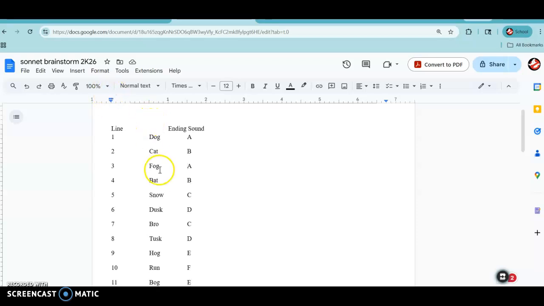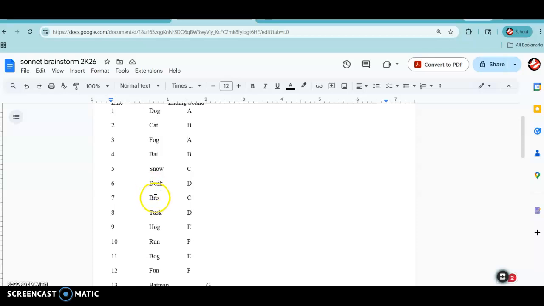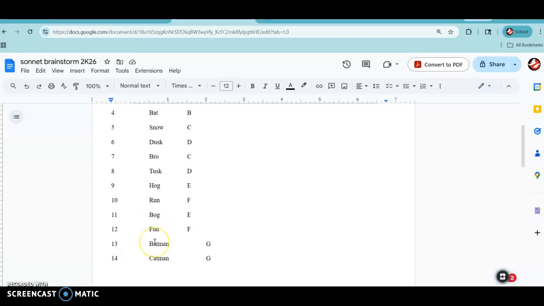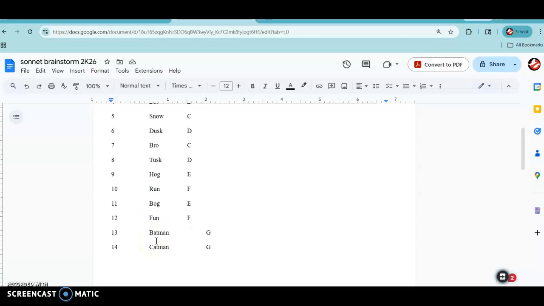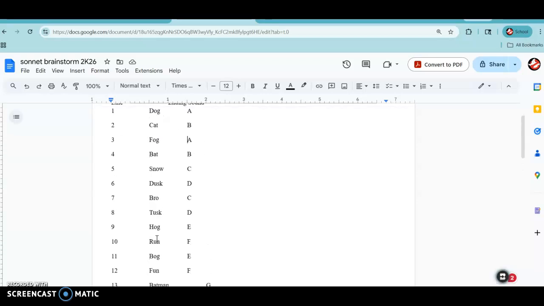I said, dog and fog, they rhyme. Cat and bat, they rhyme. Snow and bro, they rhyme. Dusk and tusk, they rhyme. Hog and bog rhyme. Run and fun rhyme. Batman and Catman, they rhyme. Okay? Not a great piece of art, but that's what I did. I planned out my rhyme scheme.